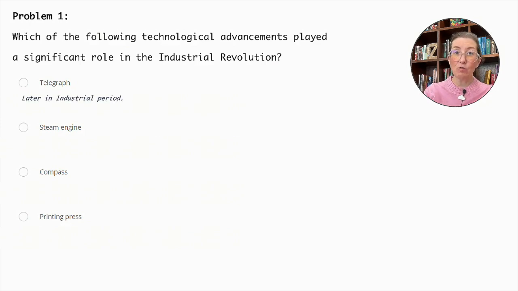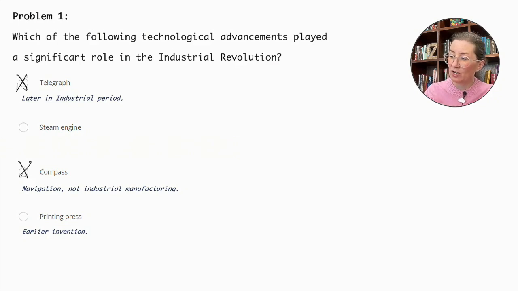The telegraph, while revolutionary for communication, became prominent later in the industrial period, so we can cross that out. The compass was crucial for navigation and exploration, but it did not directly influence industrial manufacturing processes. So we can cross that out as well. The printing press revolutionized the spread of information, but was a much earlier invention that predates the Industrial Revolution. So we can eliminate that as well.